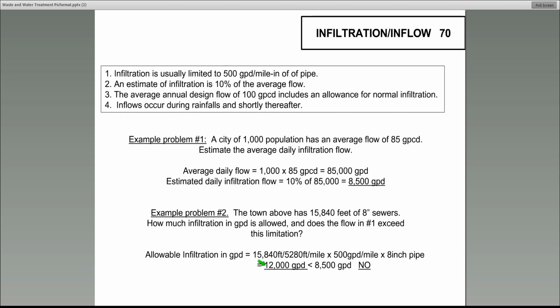Okay, the average flow is 85,000 gallons per day. Oh wait, the infiltration. The infiltration is 8,500 gallons per day. So the allowable infiltration, based on this formula, is the allowable that cities and EPA will allow. You get allowable at 12,000, but based on our estimate, you only have 8,500, so you're in good shape, since you're under the 12,000 allowable.